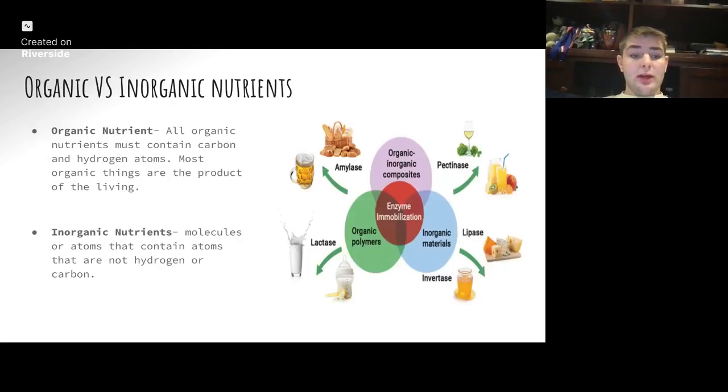All right, now we look at organic versus inorganic nutrients. So organic nutrients must contain carbon and hydrogen atoms. Most organic things are the product of the living. Now let's look at the inorganic nutrients, which are molecules or atoms that contain atoms that are not hydrogen or carbon. So anything that has hydrogen and carbon is organic. Without them, they're inorganic.